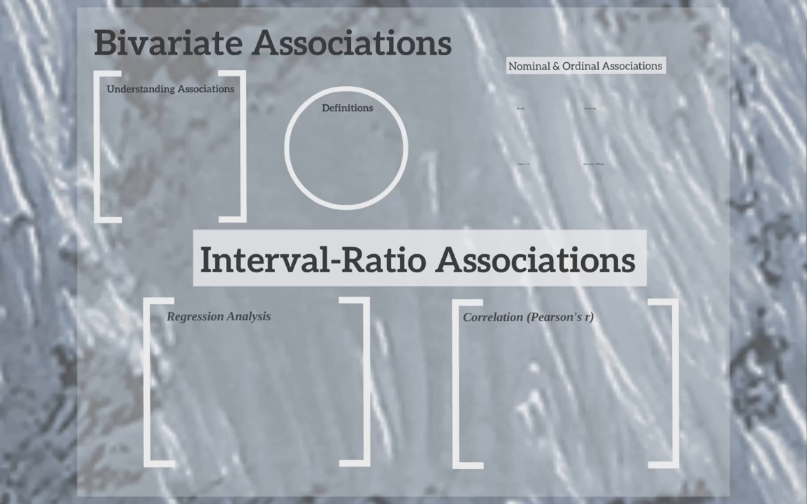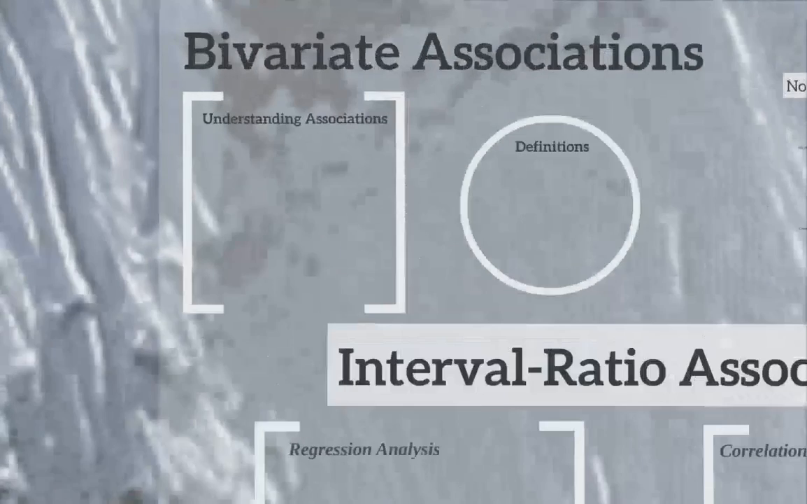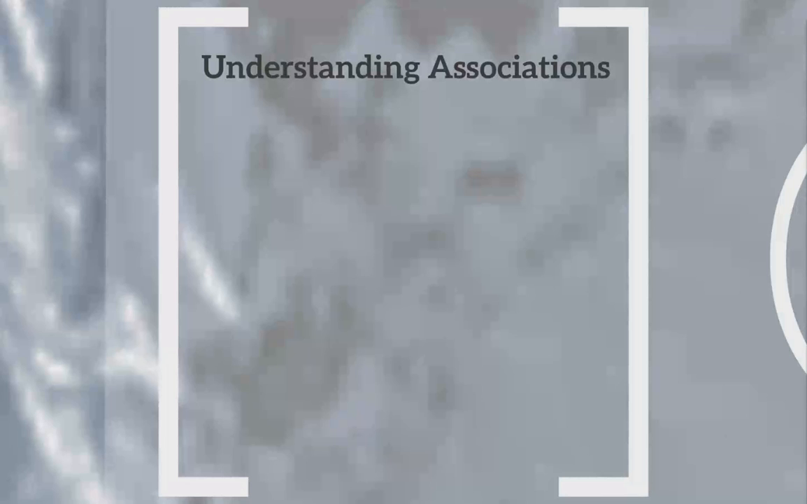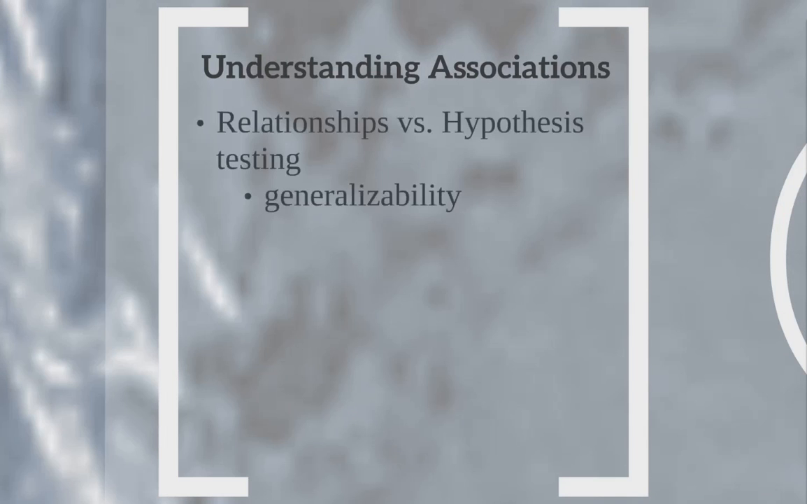So first, before we begin digging into nominal and ordinal associations, let's just talk about generally understanding associations and what that means. In the previous lectures, we were talking about hypothesis testing. The difference between bivariate statistics and hypothesis testing, or inferential statistics, is that we're simply looking at the relationship between two variables within a particular sample. Here, we're not necessarily trying to generalize the relationship between two variables to a larger population per se. What we're trying to do is understand simply the relationship between two variables.